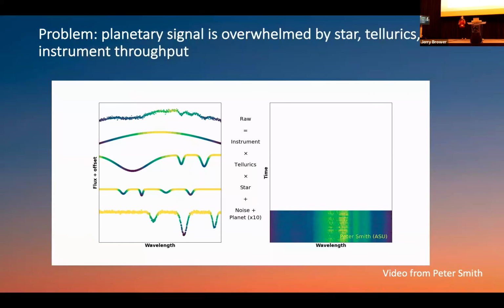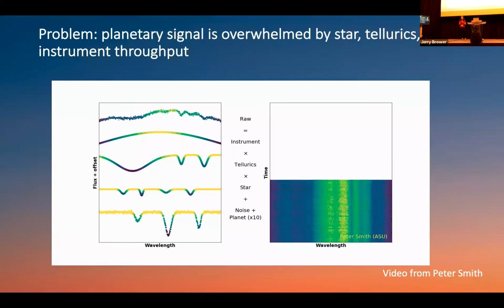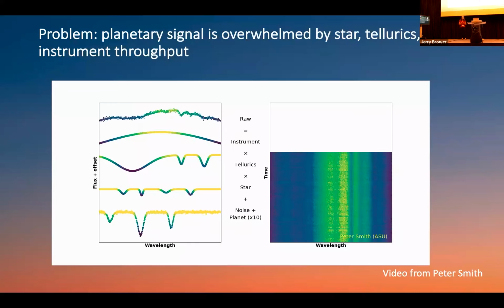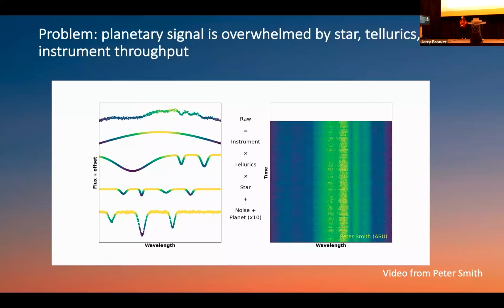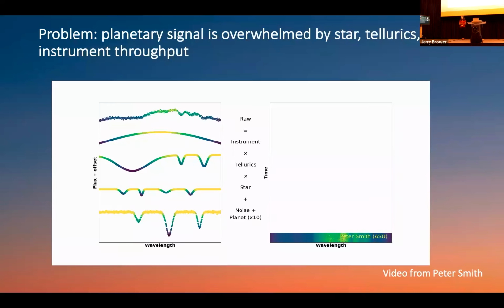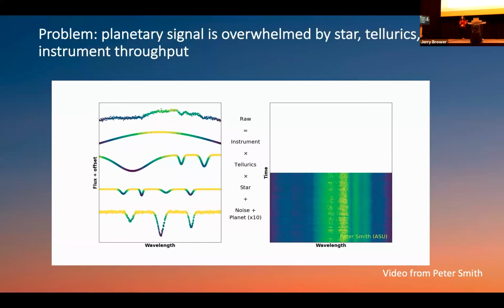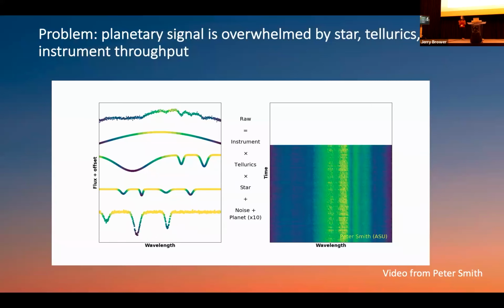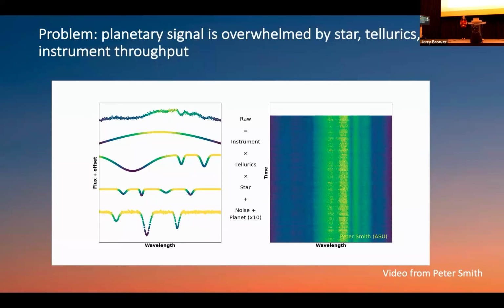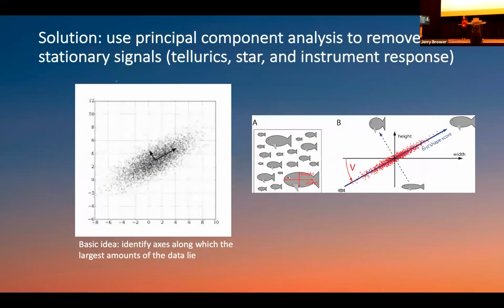Unfortunately, this signal is completely drowned out by the star, the instrument throughput, and tellurics. But again, all of those are relatively stationary in wavelength over the course of the transit that we're observing. So what we do to remove those is we use a principal component analysis. If you've never done a PCA before, the way that it works is it essentially identifies axes along which most of your data lie.